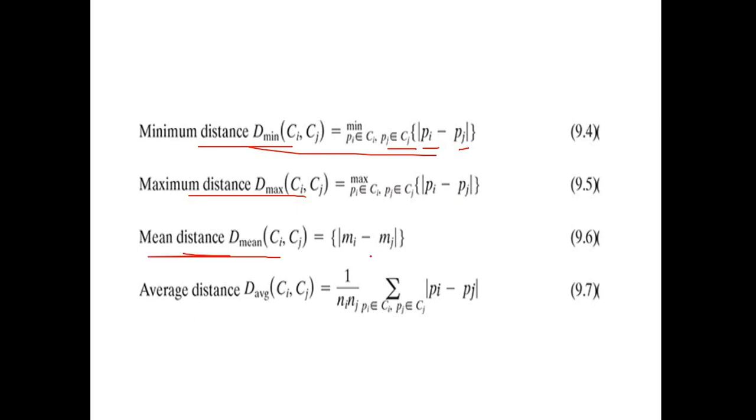Mean distance, d mean, is nothing but the difference between the mean value of the cluster Ci and the cluster Cj. Average distance, d average of Ci and Cj, is equal to the sum of the distances between each point in Ci and every point in Cj, divided by the total number of points in Ci and the total number of points in Cj.